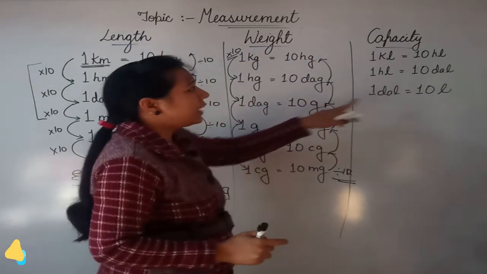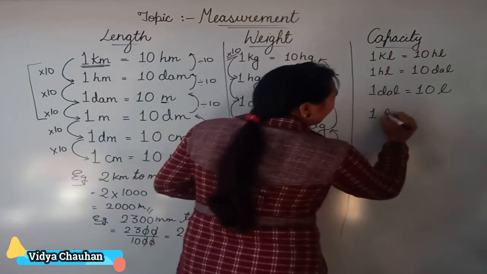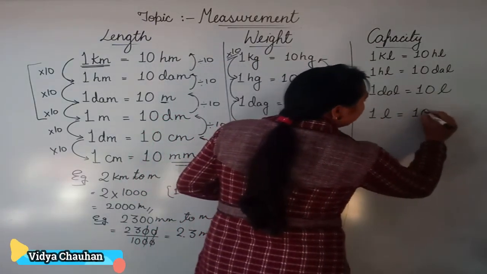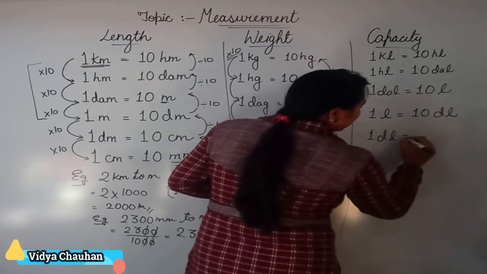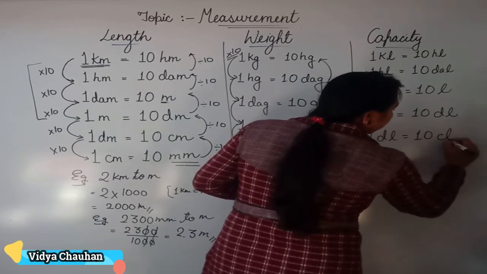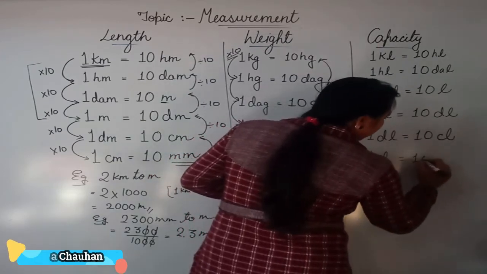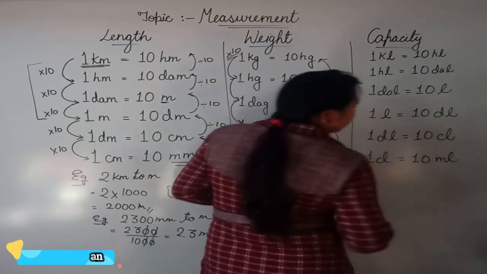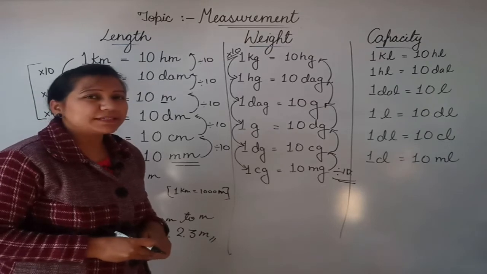Here it was gram, now it becomes liter. Then the next conversion: 1 liter is equal to 10 deciliter, 1 deciliter is equal to 10 centiliter, and 1 centiliter is equal to 10 milliliter. So this is the conversion in terms of capacity.